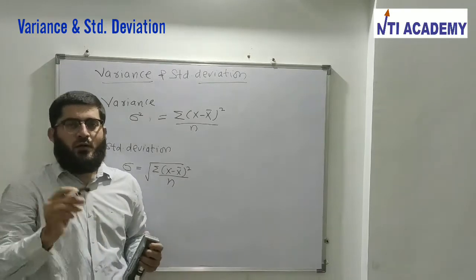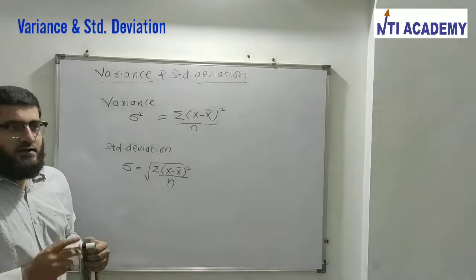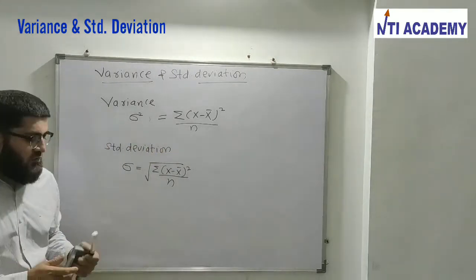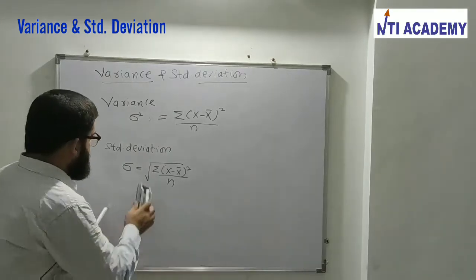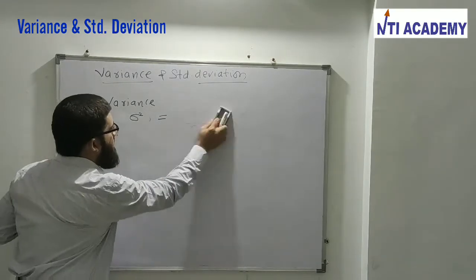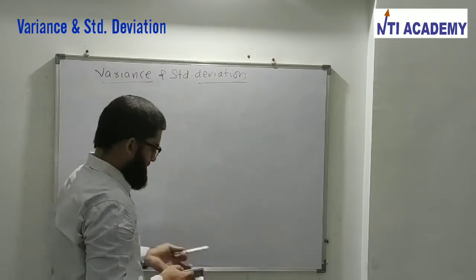We'll take two problems and solve them to see how we can find the value of variance and the standard deviation. So let's start with the problem. I hope you have understood the formula. So we will take two problems.